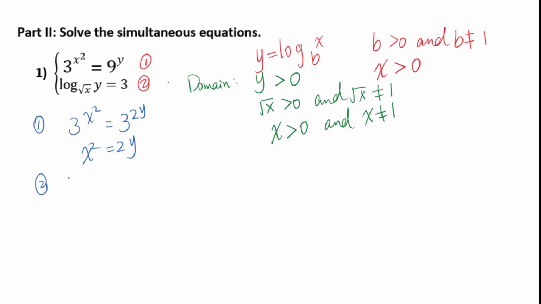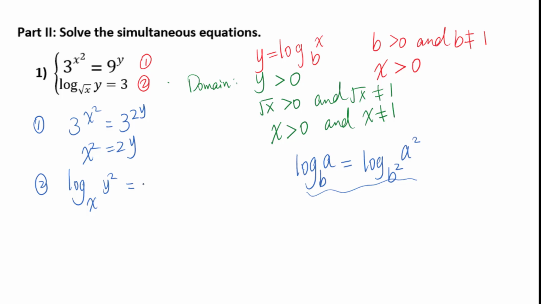For the second equation, we do know log base b of a equals log base b squared of a squared. We don't want the base to be a square root, so we will use this formula. Square root of x squared is x, y squared, equals 3. Then add base x to both sides. y squared equals x to the third power.